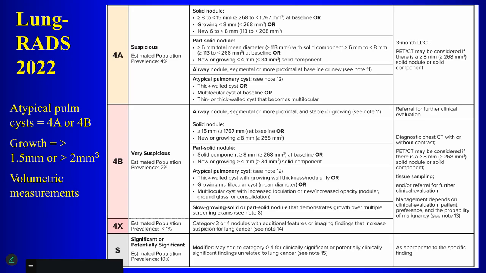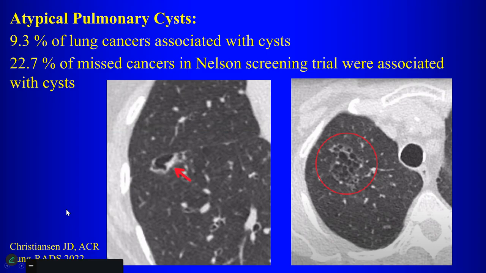Isn't it the average of the 3 dimensions? The average of the two largest dimensions. Right. So you take the two largest dimensions, you take the average, report that to 0.1 millimeters. That is the diameter of your nodule. Okay. And then growth, if that average diameter grows more than 1.5 millimeters.